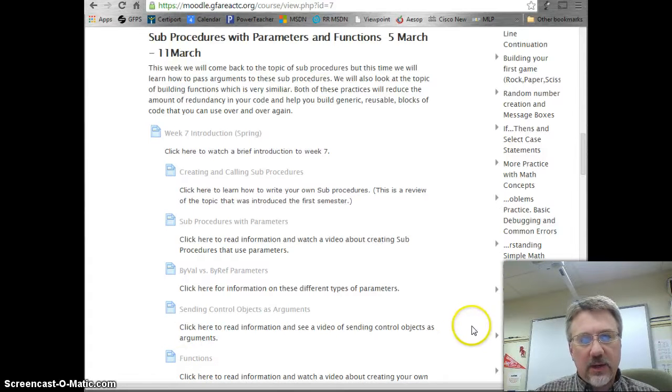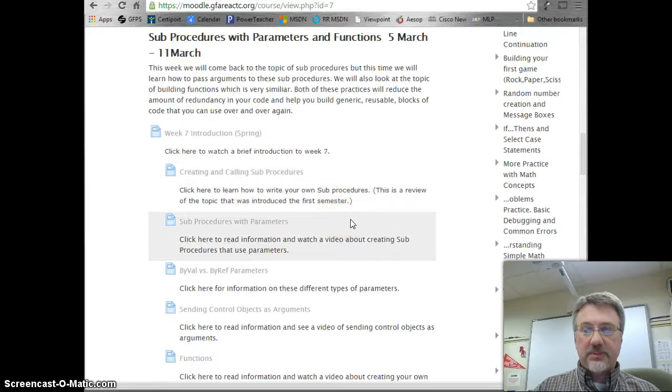This week we are going to look at a number of different things. We're going to revisit the topic of sub-procedures. This is actually a topic that was introduced during the first semester, but we did a really simple introduction to it and didn't get involved in it in a lot of detail. Right now we're going to learn a lot more about these sub-procedures, how we can write them with parameters, which makes them a little more powerful.